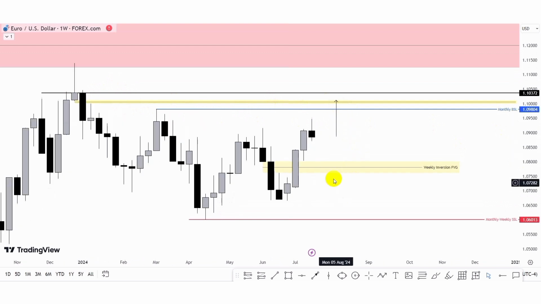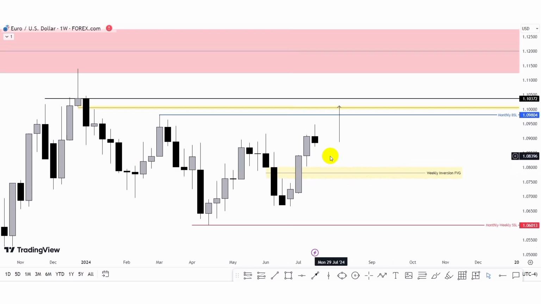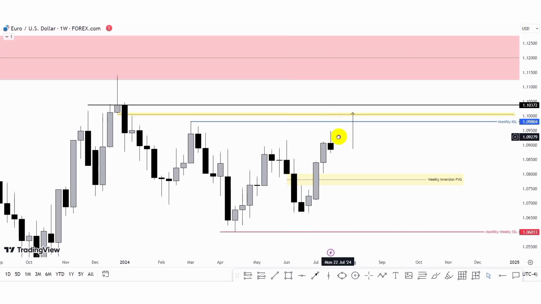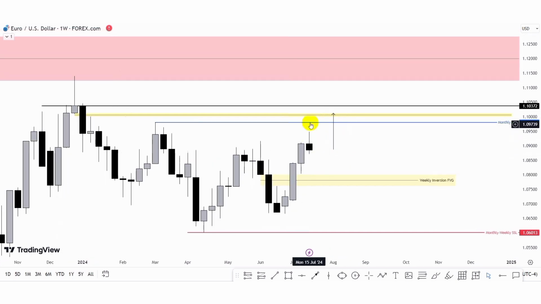If we can remember from last week's review and forecast, we spoke about this weekly inversion fair value gap. So if you really want to understand more about this weekly inversion fair value gap, then you can make reference to those videos, the weekly review and the weekly forecast for last week. So this was our projection to have this buy side liquidity sweep and then this buy side liquidity sweep to mitigate this zone before we are going to see a push of price to the downside. But you can see this is more of a long-term projection.